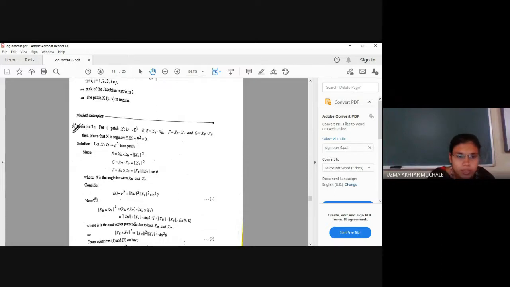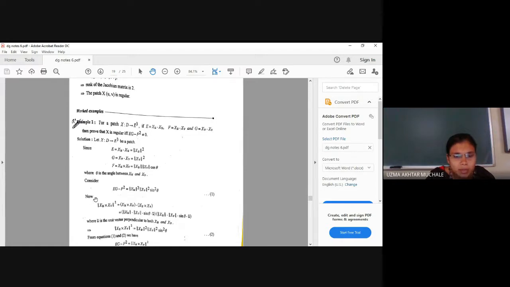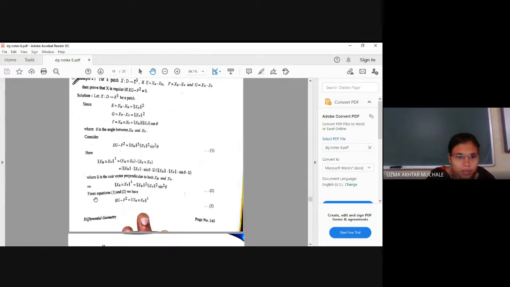This example also ensures that if you want to show any mapping X is regular, you can say EG minus F square is not equal to 0. This is also very easy. For that, we have to go with one mapping X from D to E3 such that E is equal to Xu dot Xu. What is F? Xu dot Xv. What is G? Xv dot Xv. What are those Xu, Xv? These are nothing but the derivatives of our function X. Whatever we have X of (u,v), we have to find out the derivative of X with respect to u and with respect to v.